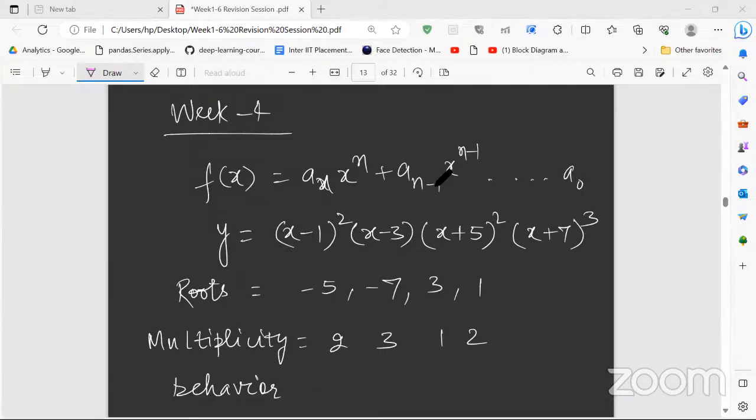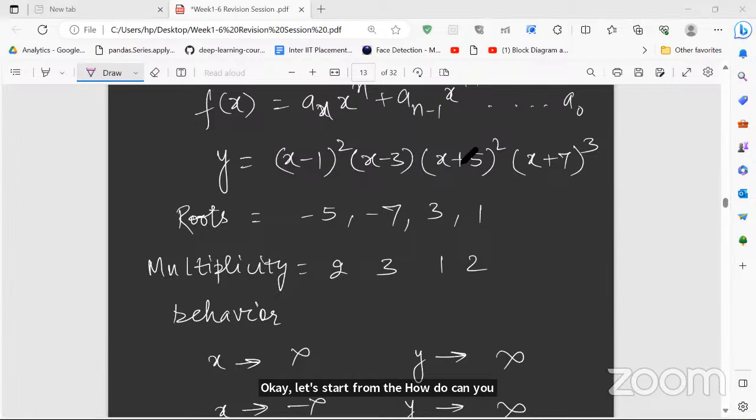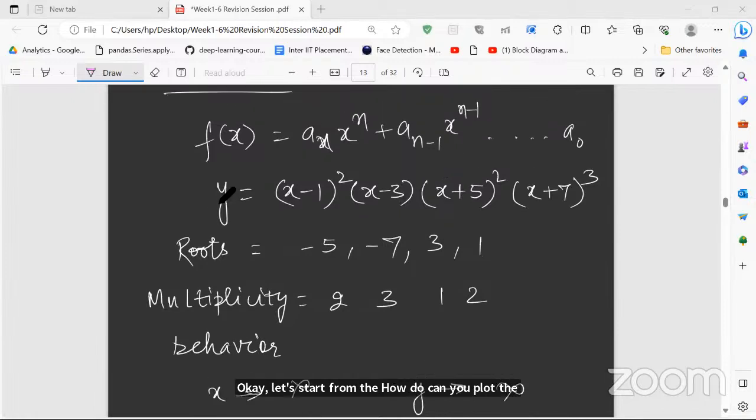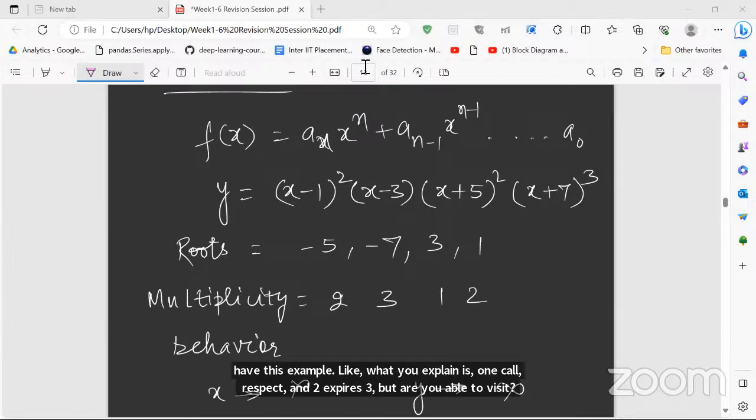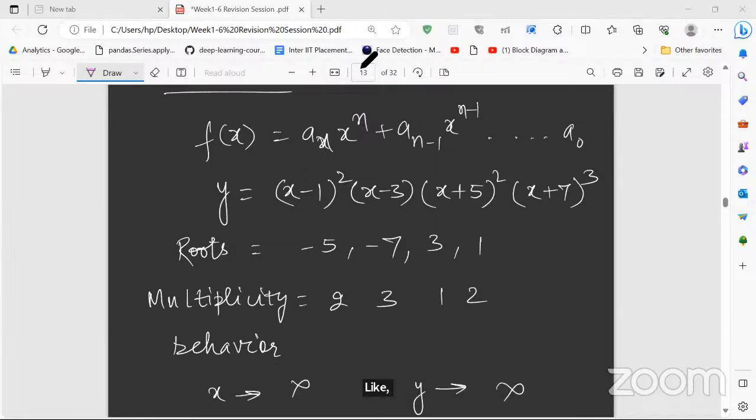Okay, let's start from week 4. From week 4, for the polynomial itself, you just have to go through whether you can plot the polynomial. So let's go through that with one example. You have this example, y equals x minus 1 whole square into x minus 3 into x plus 5. Are you able to hear me, right? I'm audible, correct? Yes.